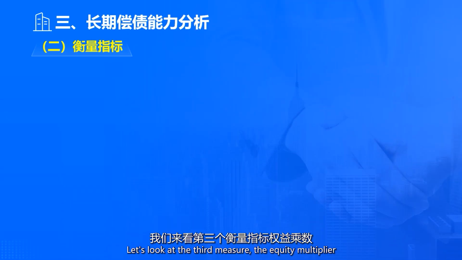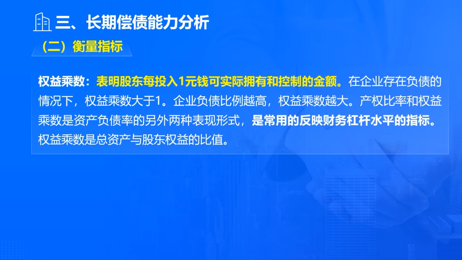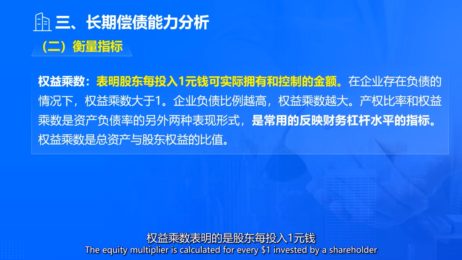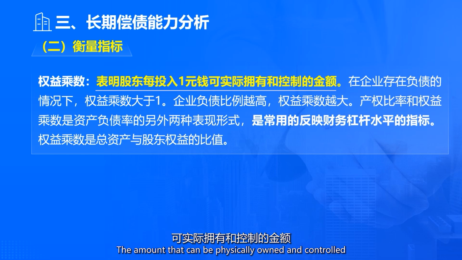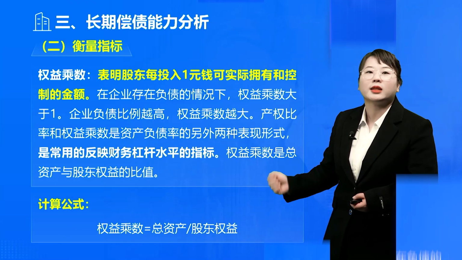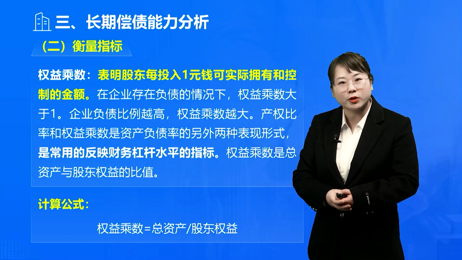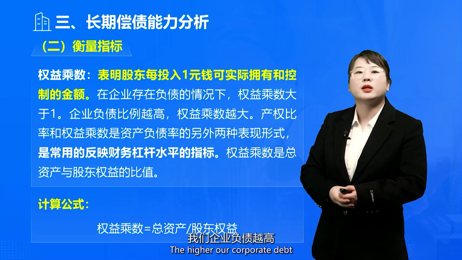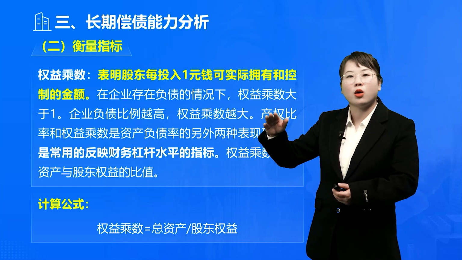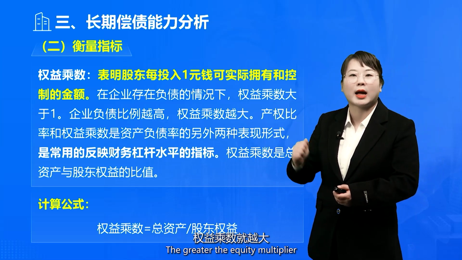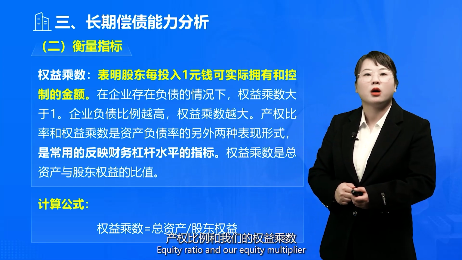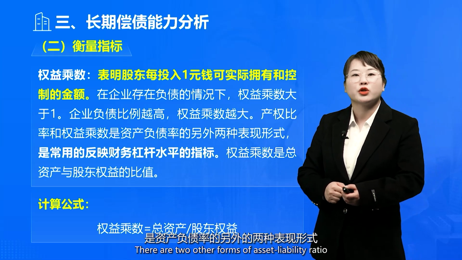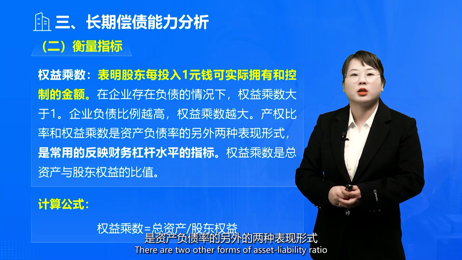Let's look at the third measure, the equity multiplier. The equity multiplier shows, for every $1 invested by a shareholder, the amount of assets that can be owned and controlled when our business is in debt. The equity multiplier is greater than 1. The higher our corporate debt, the greater the equity multiplier. The equity ratio and the equity multiplier are two other forms of the asset-liability ratio.